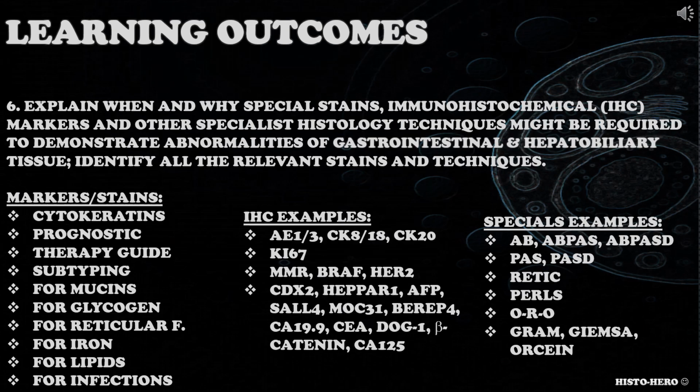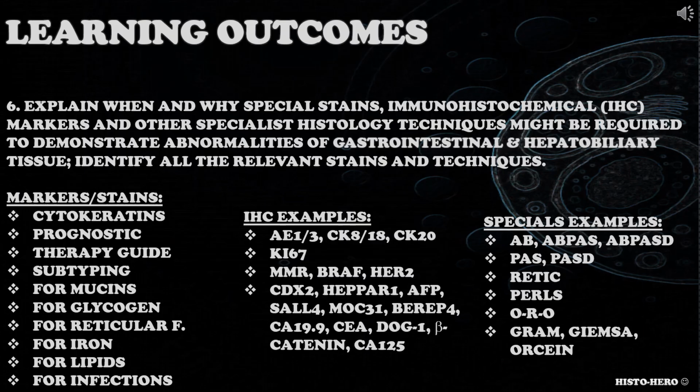The sixth learning outcome is for the candidate to explain when and why special stains, IHC markers, and other specialist histology techniques might be required to demonstrate abnormalities of gastrointestinal and hepatobiliary tissue. Identify all the relevant stains and techniques. Why and when would special stains and IHC markers be used to stain gastrointestinal and hepatobiliary tissue?